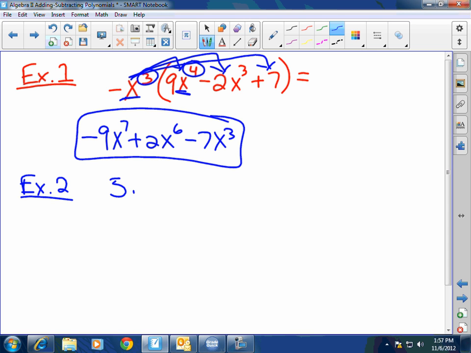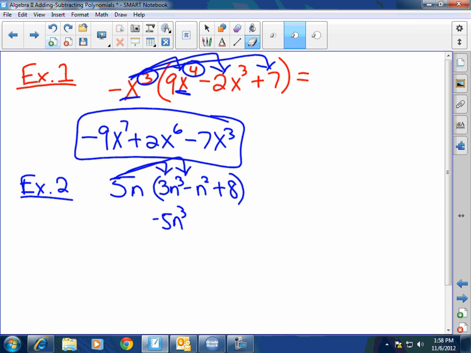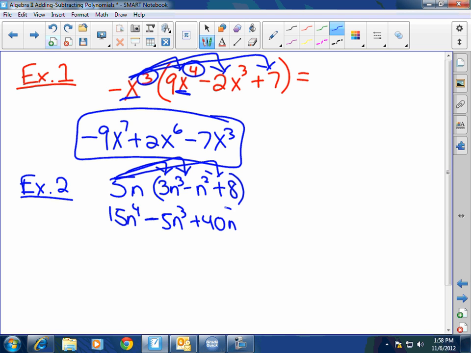Okay, how about this one, guys? What if I give you 5n times 3n^3 minus n^2 plus 8? What do you get? Okay, we distribute. 15n^4, very good, minus 5n^3. Hold on, that 4 was a little bit too low. 15n^4, thank you. Then minus 5n^3, and then plus 40n. Does that make sense, guys? Okay, pretty simple, right? Okay, now, let's reverse this now, okay?